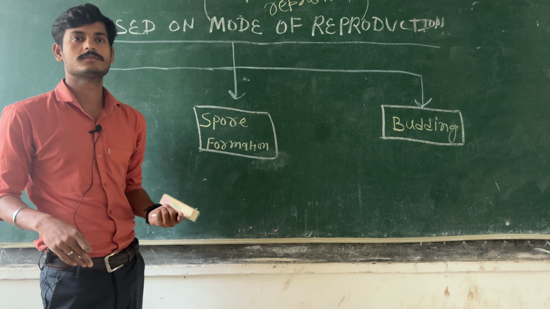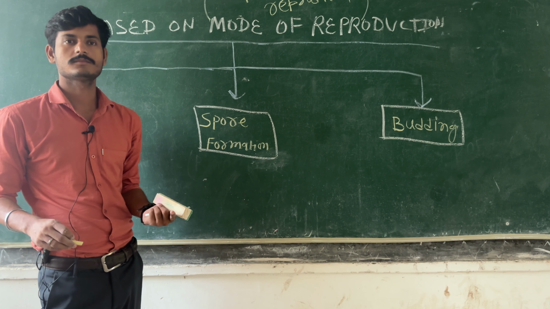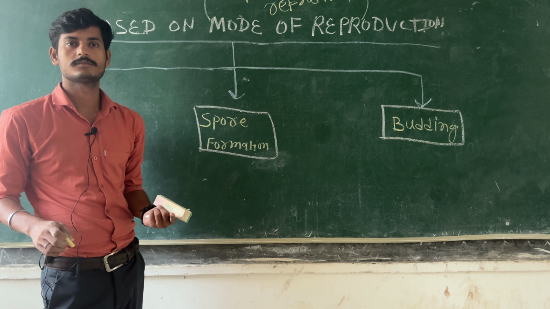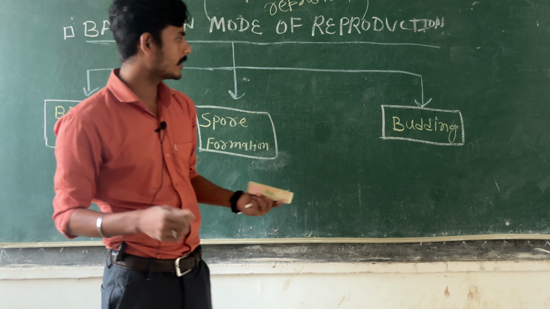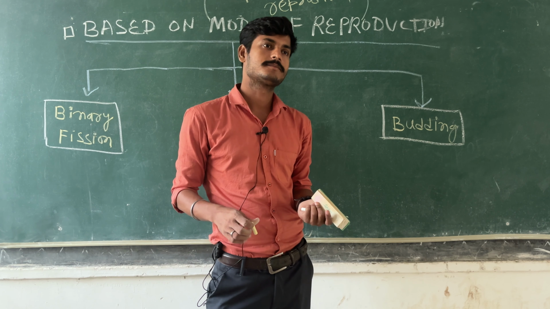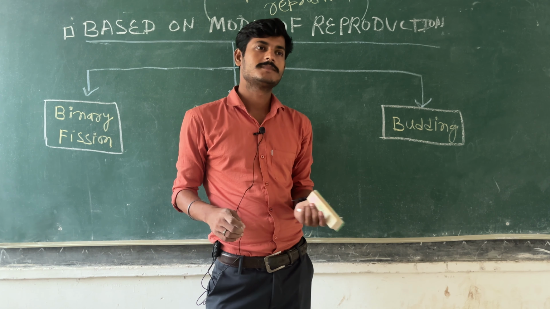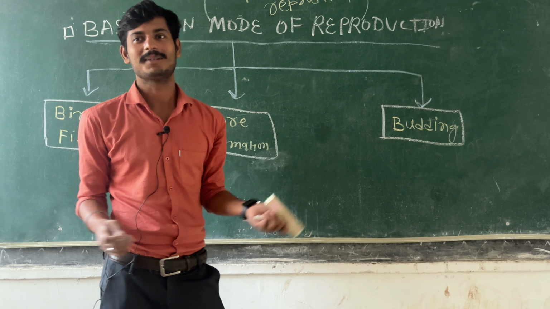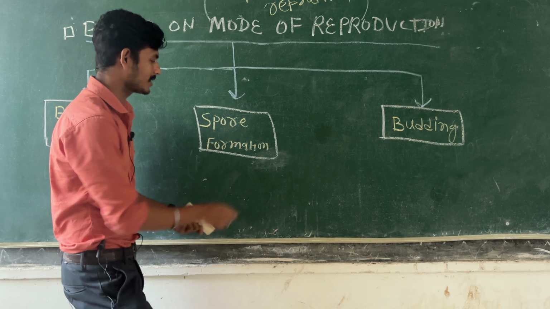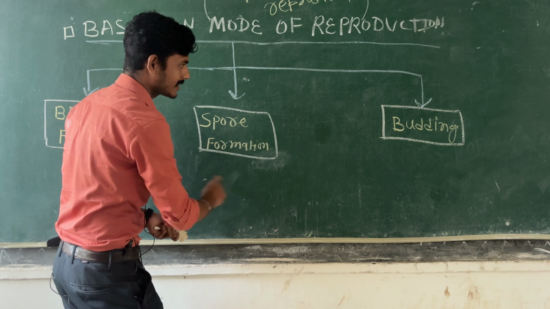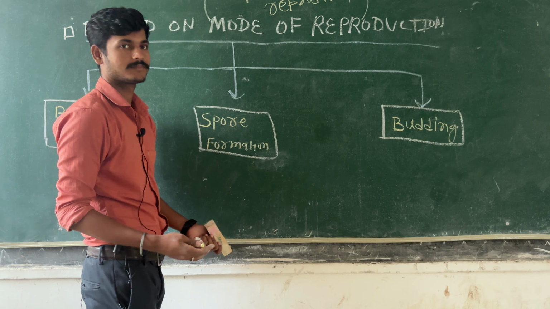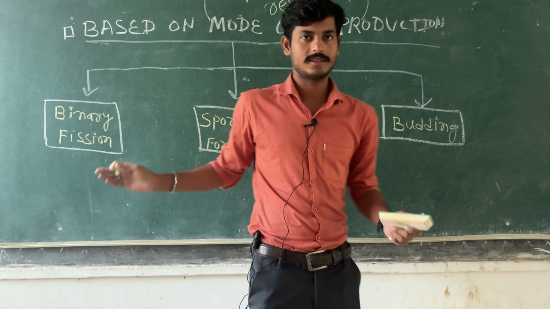In spore formation, the organism produces one spore, which comes out and separates from the parent. What is budding? Budding is also similar. Then why do I make the distinction? If both are similar, I could write spore formation/budding together, but I have written them separately. Okay, no problem. We'll see them one by one.